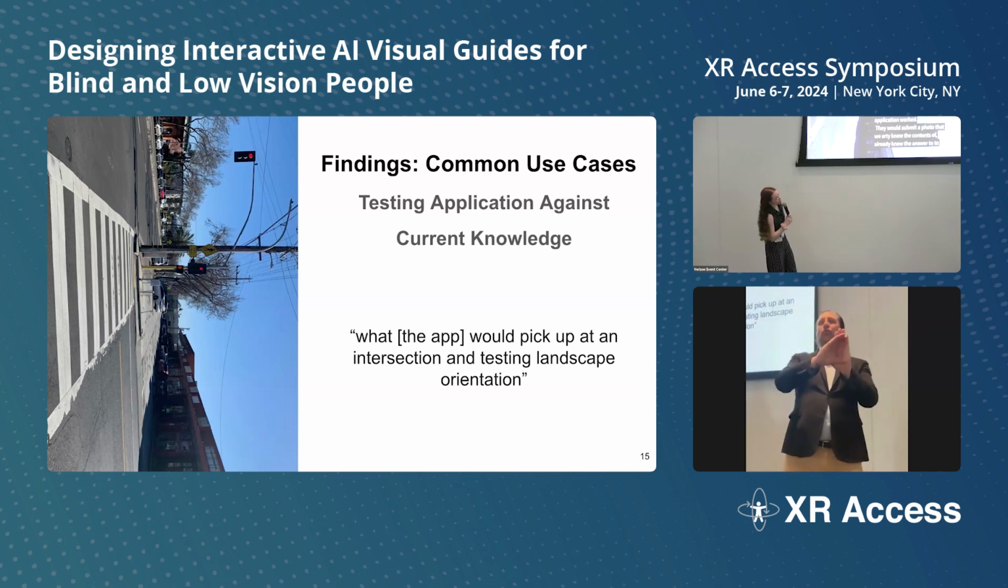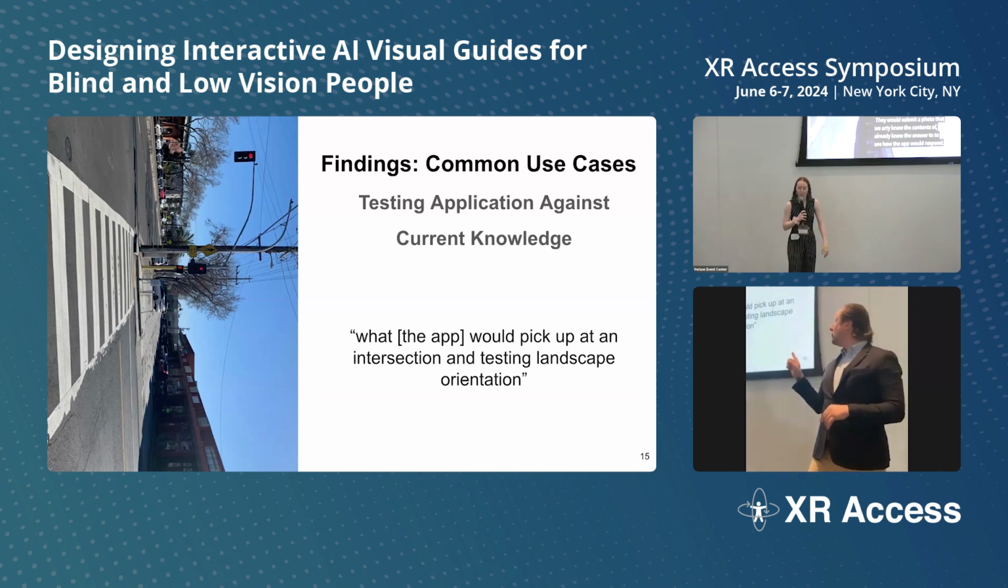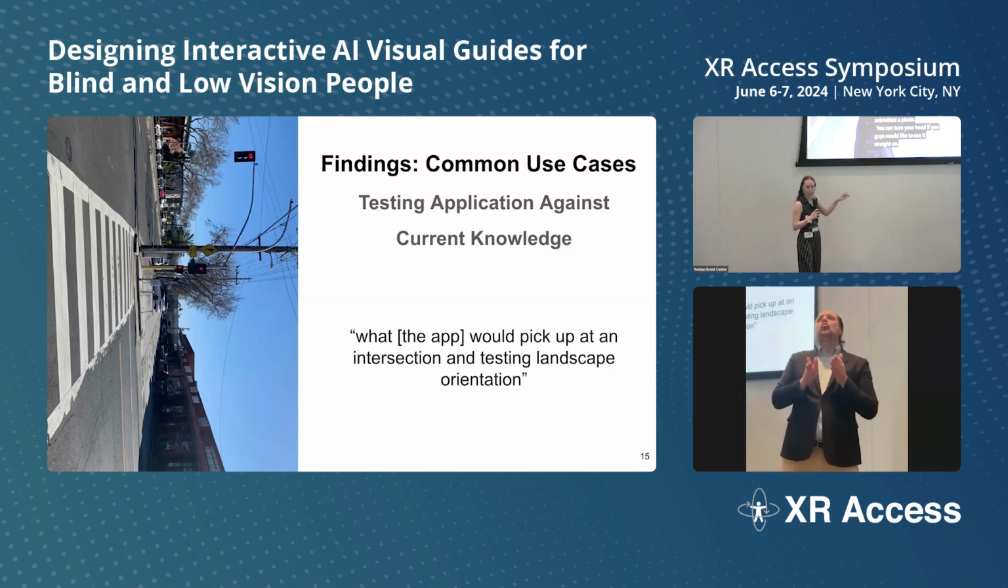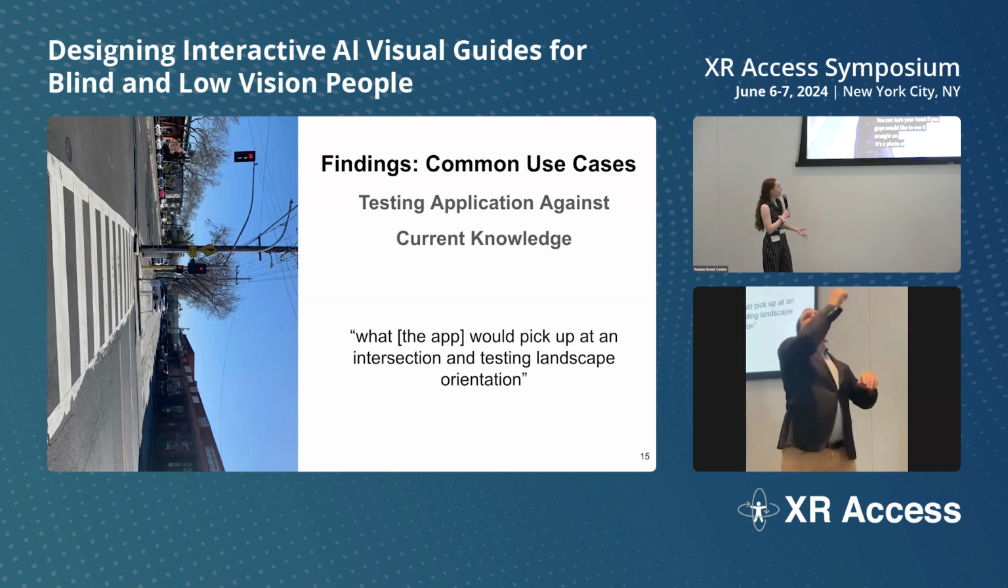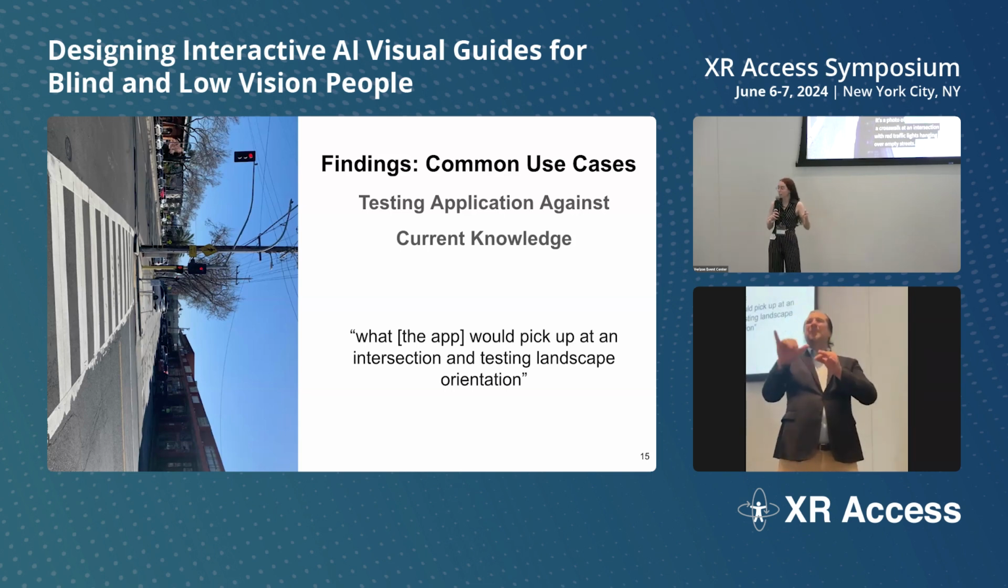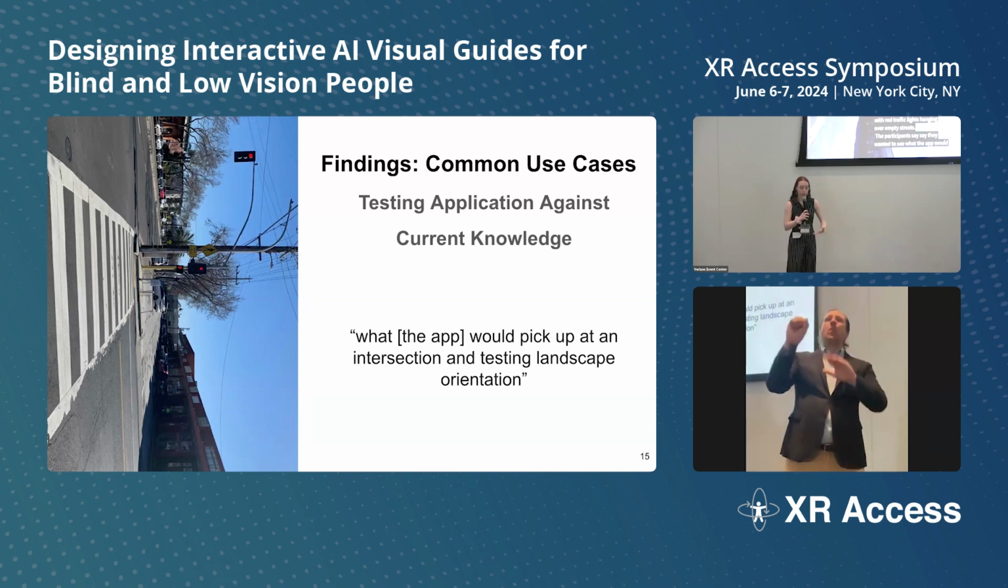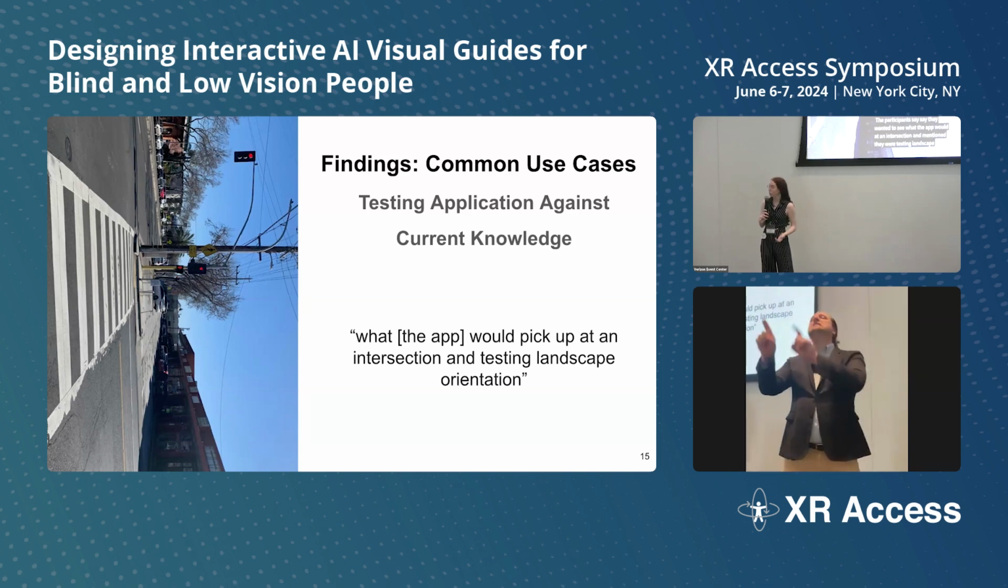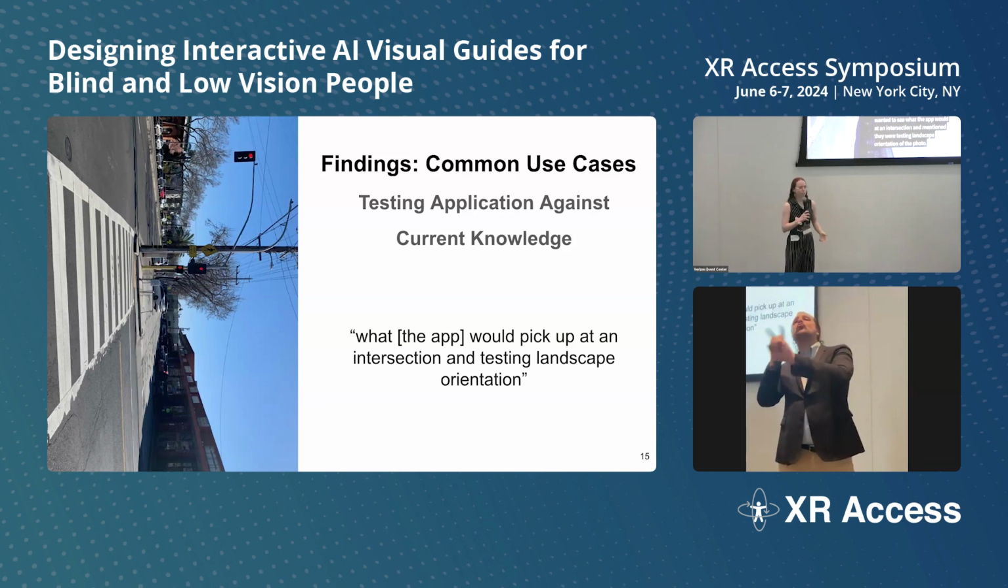You can turn your head if you guys would like to see it straight on, but it's a photo of a crosswalk at an intersection with red traffic lights hanging over empty streets. And the participants stated that they wanted to see what the app would pick up at an intersection and mentioned that they were testing landscape orientation with the photo. So essentially, they were throwing a new situation they'd never tried at the app before to see how it would react. This use case occurred in about 12% of our entries.